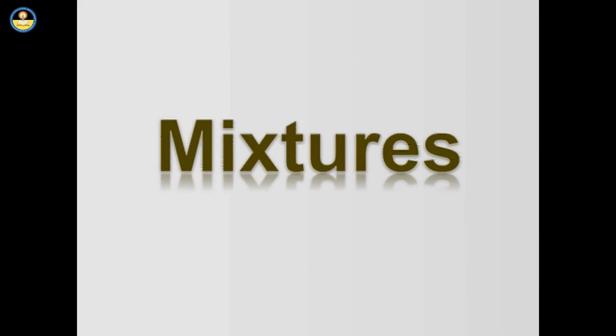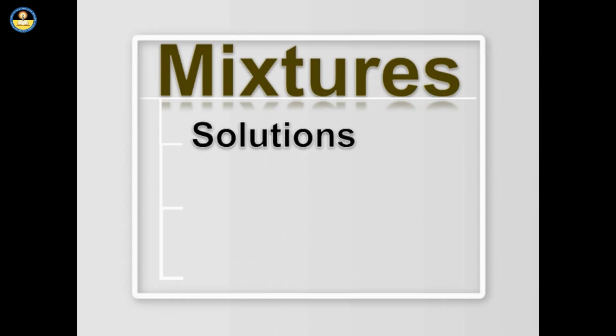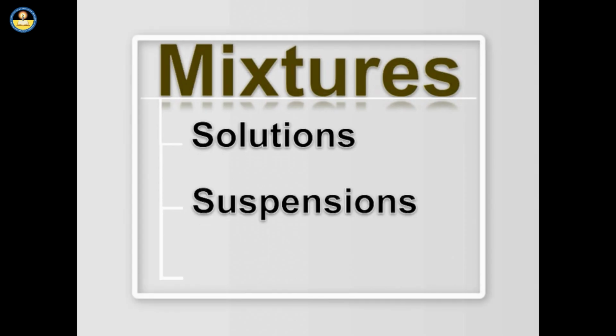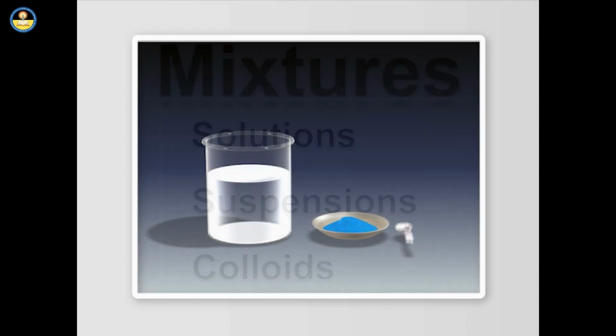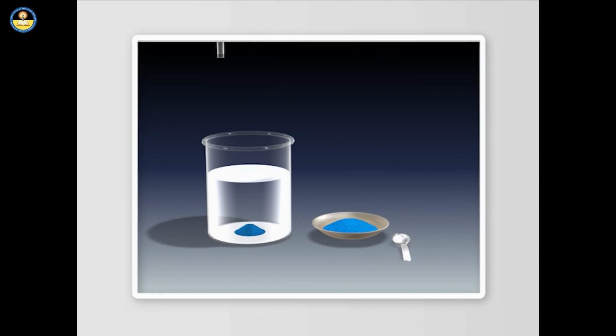Mixtures can be classified into three categories based on the particle size of their components. The three categories of mixtures are solutions, suspensions, and colloids. To understand the differences in the categories of mixtures, let us perform an activity. Take a small amount of copper sulfate crystals in a beaker. Add 100 ml water to it. Stir thoroughly with a glass rod until it dissolves and observe.